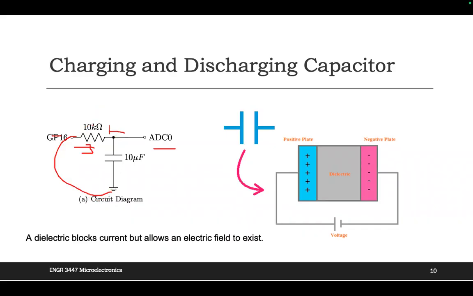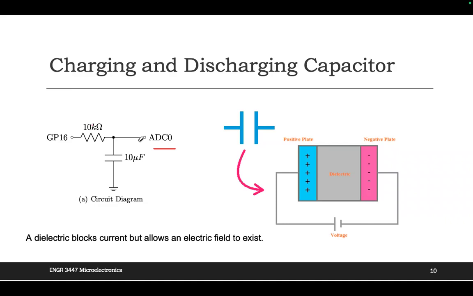So, whenever GP16 is 1 in this circuit, ADC 0 is 0? No, actually, like I said, ADC 0 is just for measurement. Which means when you give it 3.3, it will measure this point. At the beginning, it goes from 0 increasing to 3.3. And if you did not disconnect this, you always set it as 3.3, which means this voltage will go to a stable value.